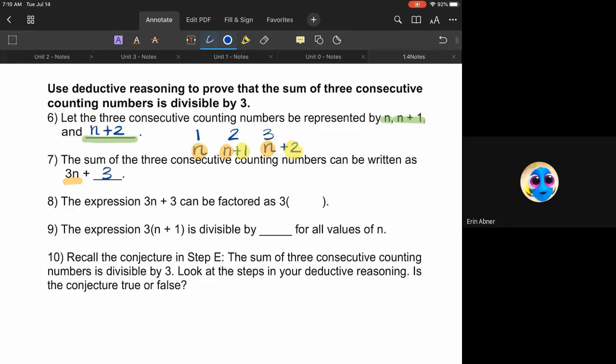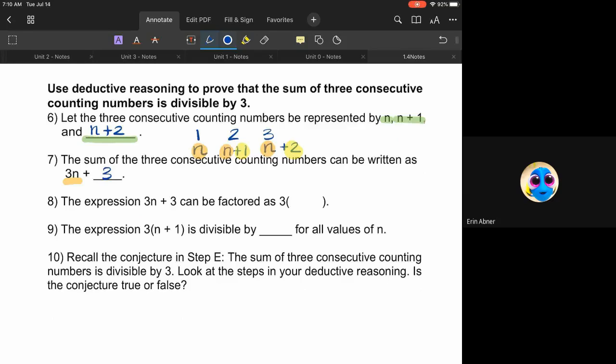So you can write it as 1, 2, 3. You can write it as n plus 1, and n plus 2. Or you can write it as 3n plus 3. Those are all the same things. They're all congruent statements. They all say exactly the same thing. It's just 3 representations for it. Okay, so now we're going to look at the expression.